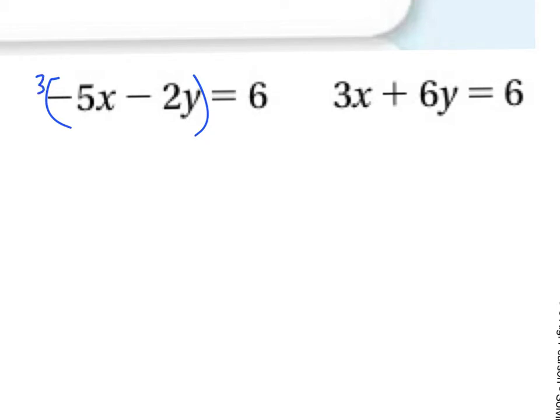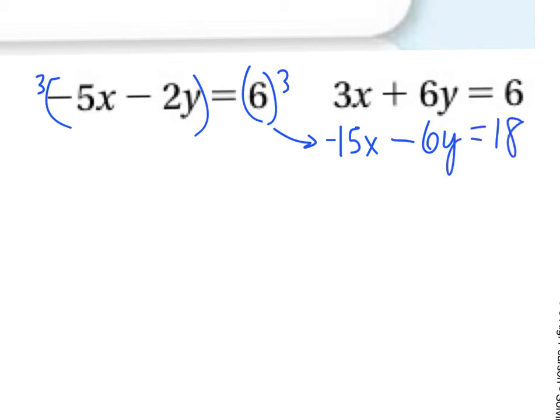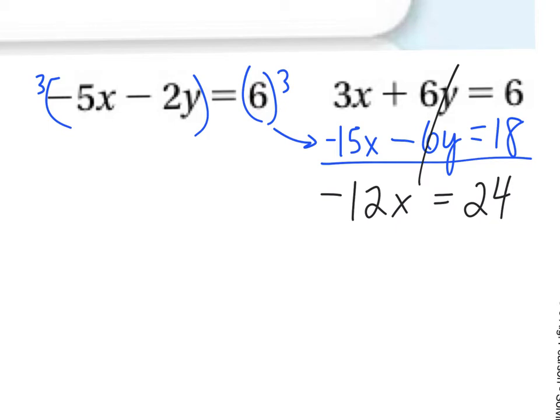So we can take the first equation. If we multiply by 3, then our y's will be opposites and they'll cancel. So this would be negative 15x minus 6y equals 18. And I'm writing it below the other equation because I know these y's are getting ready to cancel out. So we add these together, it'd be negative 12x equals 24. So at this point, we just divide by negative 12 on both sides of the equation. And we've got x equals negative 2.